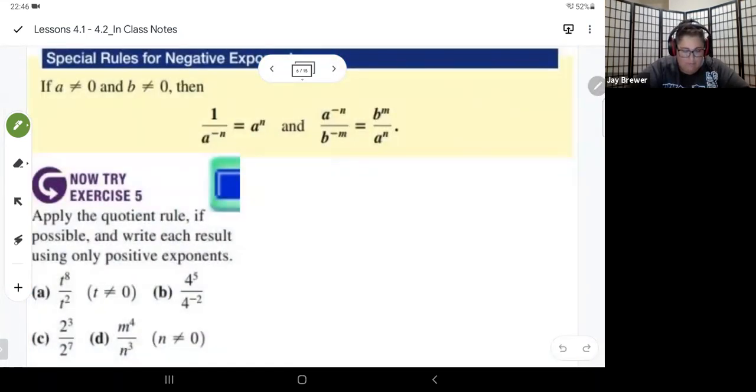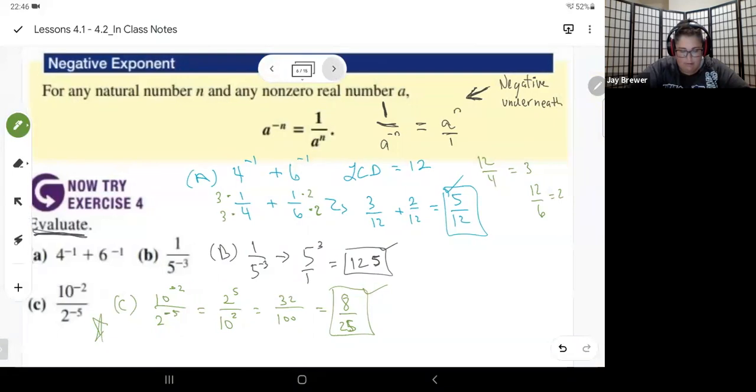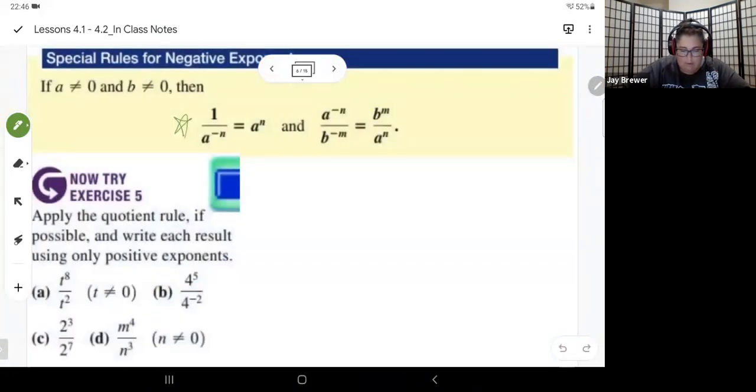All right, special rules for negative exponents. This is the one we've been doing the last 2 little sections. This is interesting. We kind of just did it with this one down here with C. So what we did is, remember, we had 10 to the negative 2 over 2 to the negative 5, and we just flipped them. We brought it to be 2 to the 5th over 10 squared. So that's exactly this type right here.